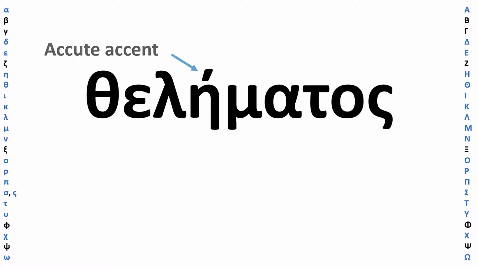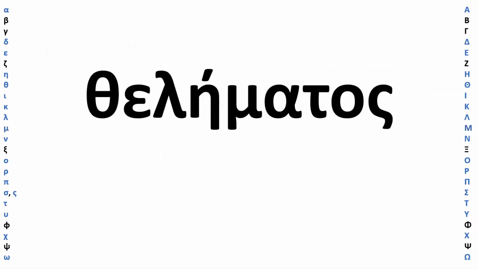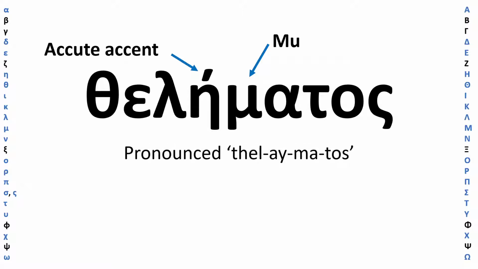Thelematos. And here we have the acute accent. So if we go back to the previous slide, the grave accent seems like it's slanting downwards as we go from left to right, whereas thelematos, the acute accent, is slanting up, going from left to right. We have another new letter here, mu, like our English letter M, and this is pronounced thelematos.